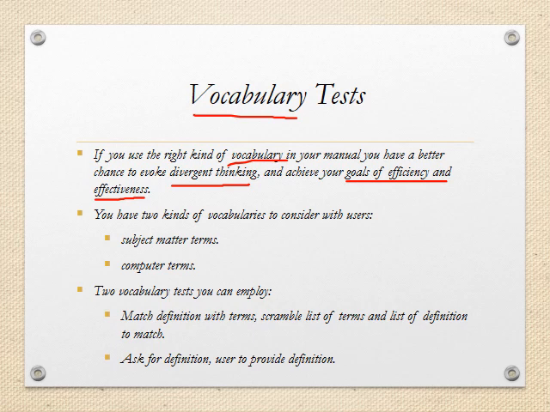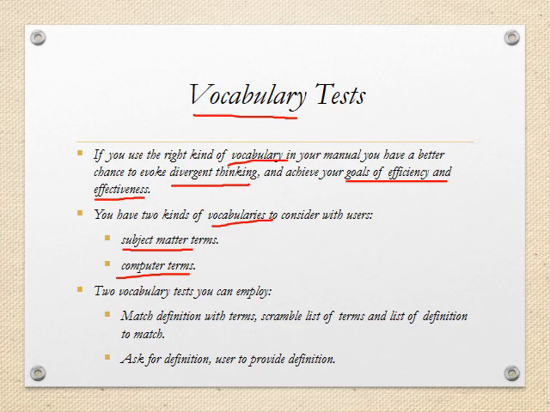We have two kinds of vocabularies to consider when we deal with the user. Subject matter use terms, and these are the domain terms, vocabulary related to the product that we are trying to document. Second thing, computer terms, and here we mean both hardware and software terms.